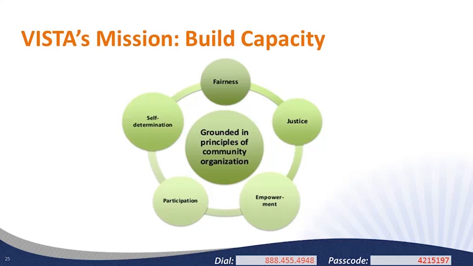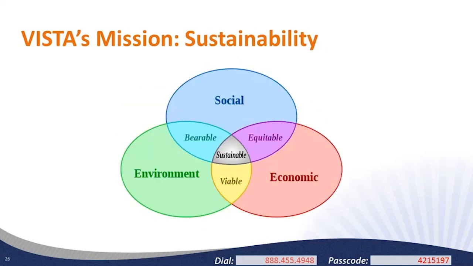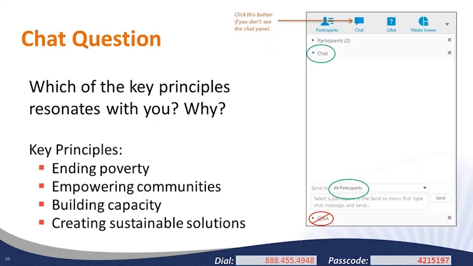And last but not least, creating sustainable solutions. Whatever you develop or create, be it a process, an IT system, materials and resources, we ask that you develop them in such a way that people will want and be able to use them once you're gone, even after the last VISTA member leaves your site. It is important to try and bridge the social, environmental, and economic factors together to create favorable, equitable, viable, and sustainable solutions. So these four principles guide community development for us.